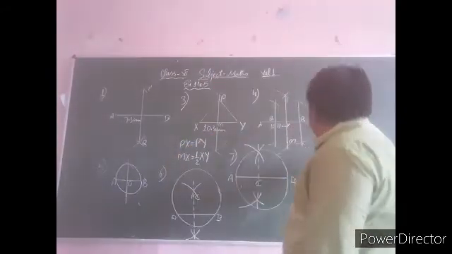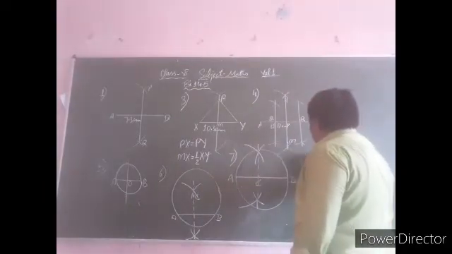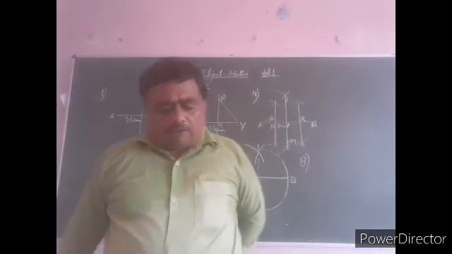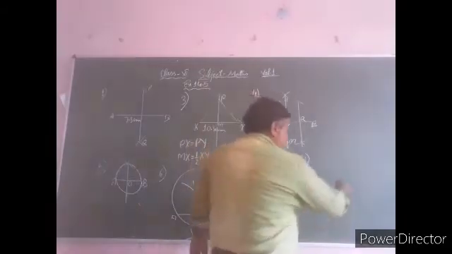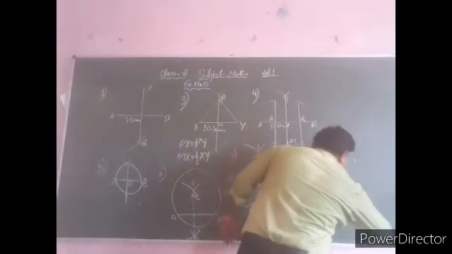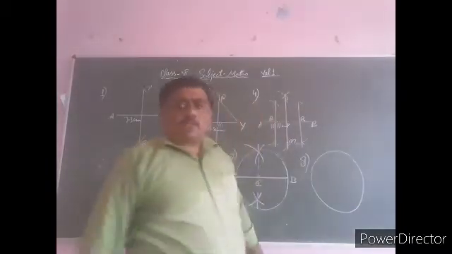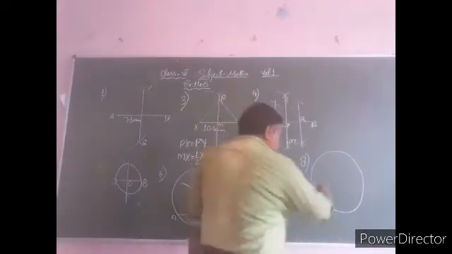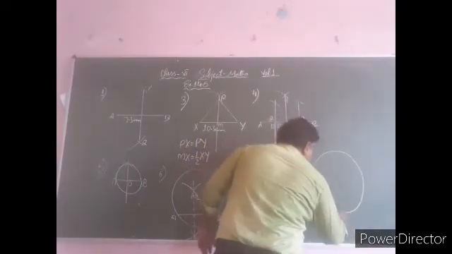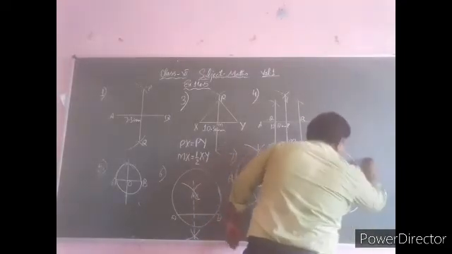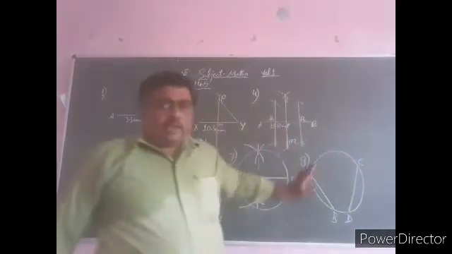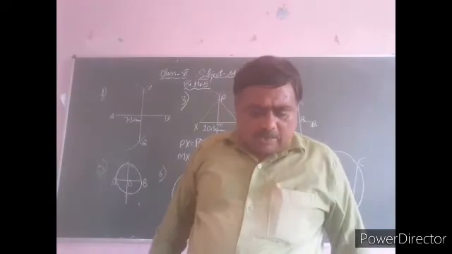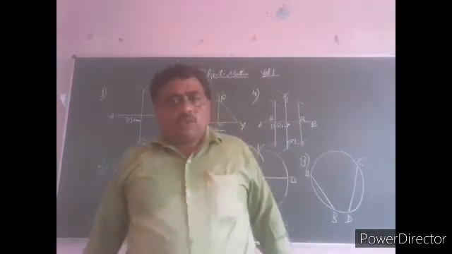Now question number 8. Draw a circle of radius 4 centimeters. All of you know how to draw a circle of radius 4 centimeters. Draw any two chords AB and CD. Construct the perpendicular bisectors of these chords.